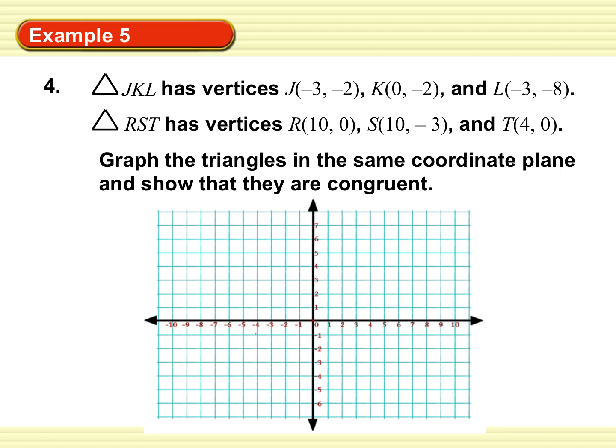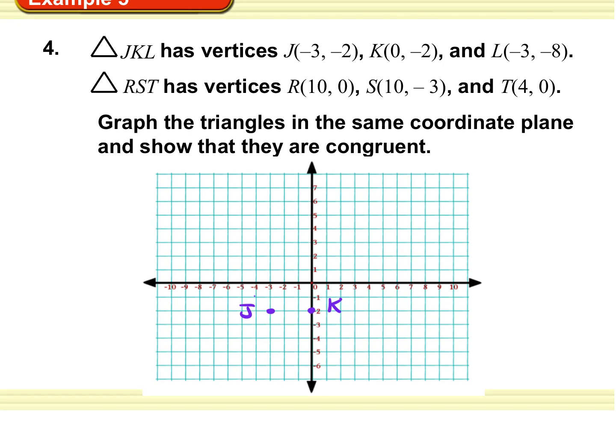So the ordered pair for J is -3, -2. K is 0, -2. And L is -3, -8. Now this goes off a little bit, so I'll just put it about here. So it goes 1 square off. I'm going to go ahead and connect it.